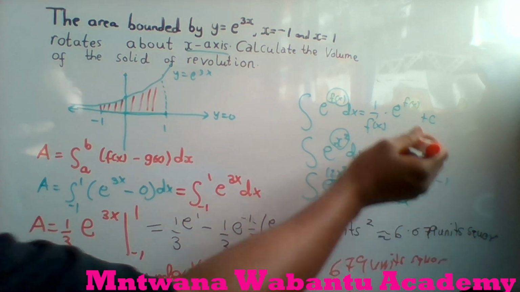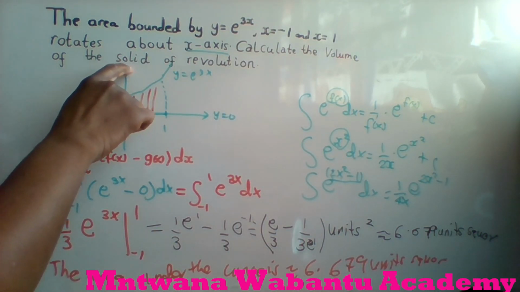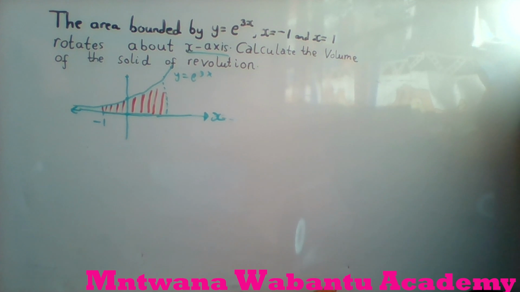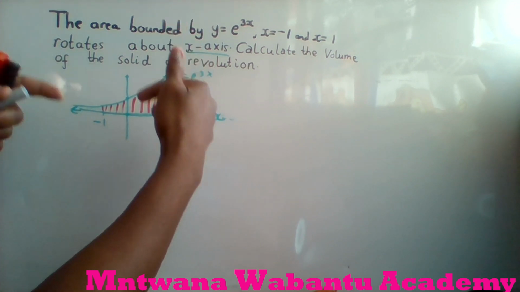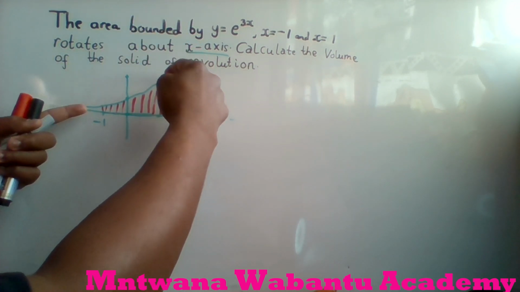So brother and sister, we're not done yet. We have to calculate the volume of solid of revolution. So now let's go for the volume of solid of revolution. Alright, the volume of solid of revolution is easy. So this is our curve again. What we're going to do is a revolution. A revolution means there's a rotation. It rotates. So this is going to rotate like this.